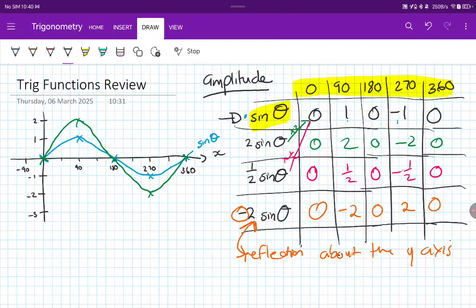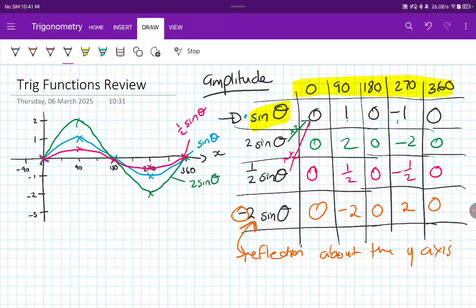Next up, we have a half. Since A is smaller, we are going to reduce the amplitude. It becomes half of 1. So it goes there, 0, a half, and 0. So my amplitude reduces quite a bit. Oh, I didn't label the other one. So my pink one is a half sine of theta. And my green one is 2 sine of theta.